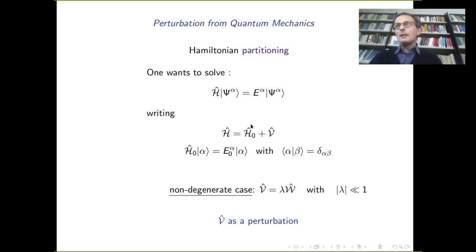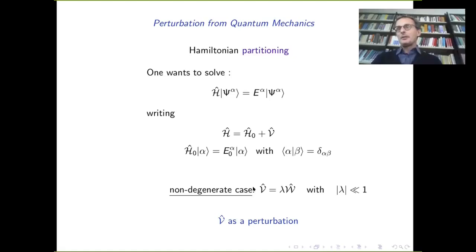Let us assume that we know the solution of H naught. So we know how to solve that by some ways, either using some analytical ways or some cheap calculations. We know the solution. So this means that we know the spectrum of H naught. And I will stick to the non-degenerate case at first.